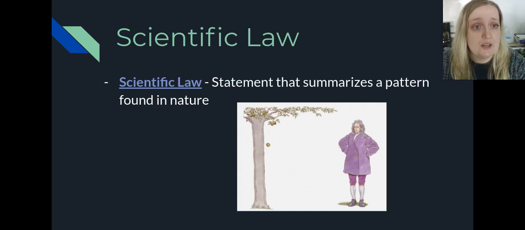Now, scientific law summarizes a pattern in nature. So gravity is 9.81 meters per second squared. That is what gravity is on Earth. That is a scientific law. It does not change. Now, if you went to the moon, gravity is 1.66. But that is a different scientific law because it's a different body in space. So that's what scientific laws are. There are the laws of motion in physics that are also laws as well.